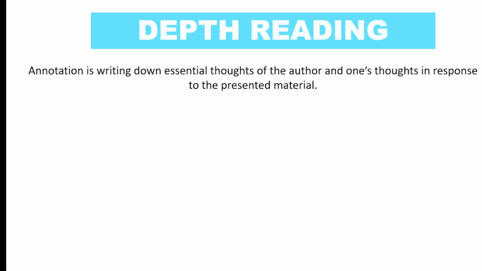So that was the surface reading. Now we move forward to depth reading. The main feature of depth reading is annotation. Basically, it means writing down essential thoughts, of yourself or of the author, that are written in the text or in response to the text. The author may have written something in the book. You essentialize it and write it in summarized form, and you may have certain thoughts in response to the written content. You write that too, whatever connections you form.